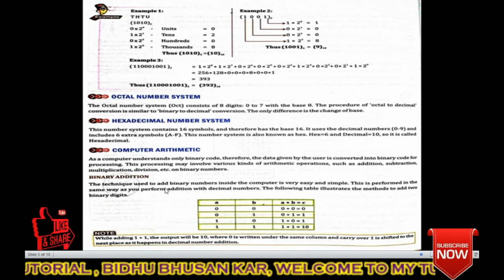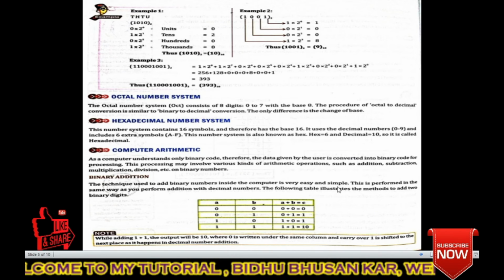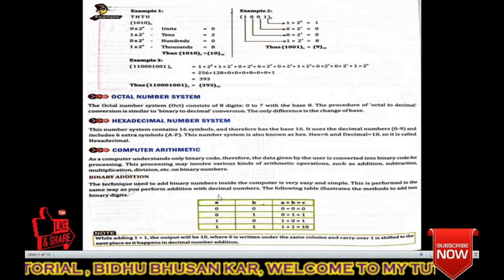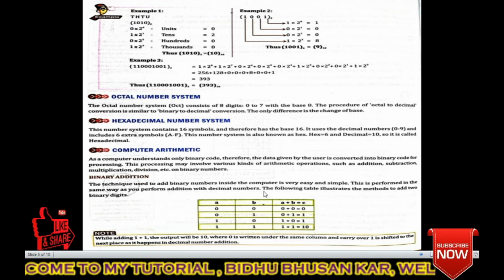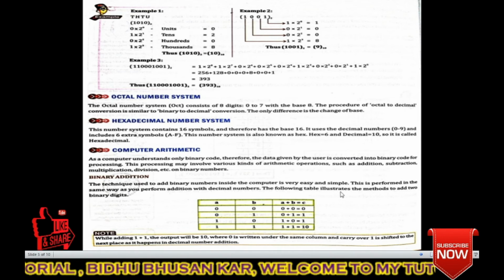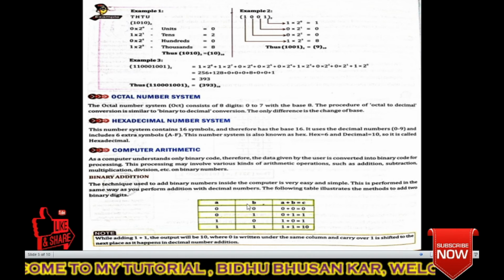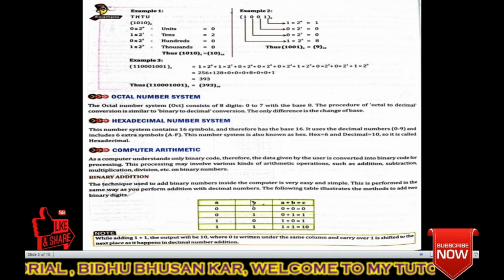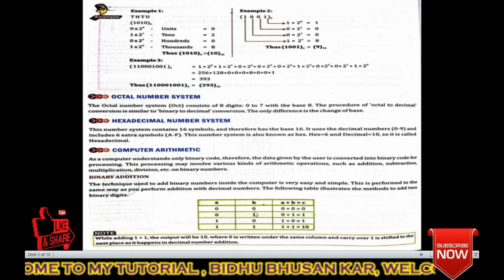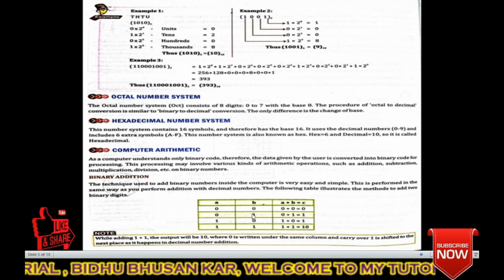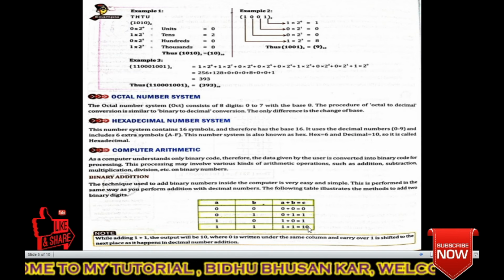The technique used to add binary numbers inside the computer is very easy and simple. This is performed in the same way as you perform addition with decimal numbers. The following table illustrates the method to add two binary digits. See here, two columns are there, A and B. Here it is written 0 plus 0 equal to 0, meaning A plus B equal to C. 0 plus 0 equal to 0, 0 plus 1 equal to 1, 1 plus 0 equal to 1, then 1 plus 1 equal to 10.